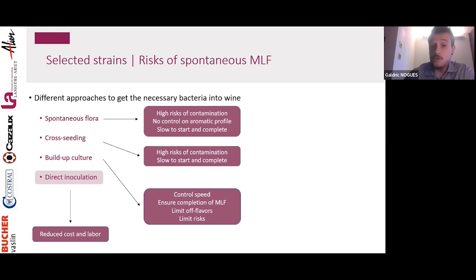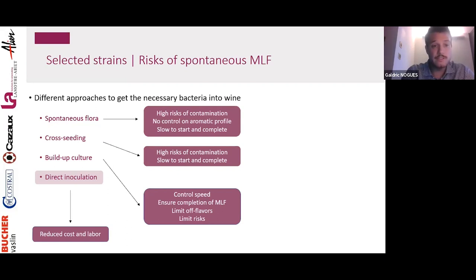And then it can have as well a very slow kinetics. It can take time before it starts. And this is an open door for Brettanomyces to get into the wine and to have a spoilage. Same thing with the cross-seeding. If you have a good strain at the beginning, cross-seeding is interesting. But after one or two cuts, then you lose the initial strain because there are other strains that are increasing and so on. So you start to create microbial complication, and that's where you have risks of contamination and as well slow to start and complete malolactic fermentation.